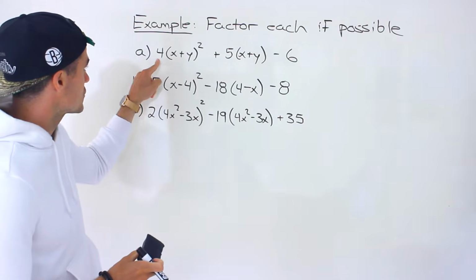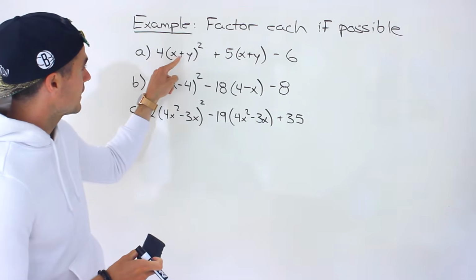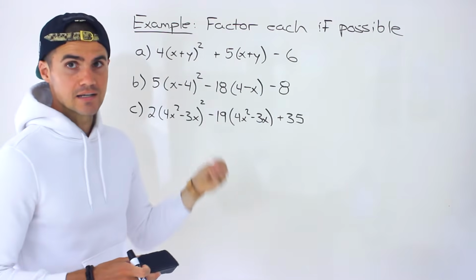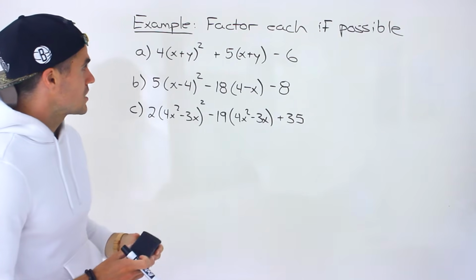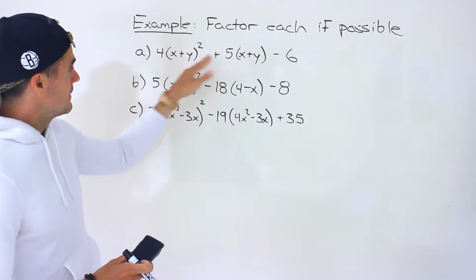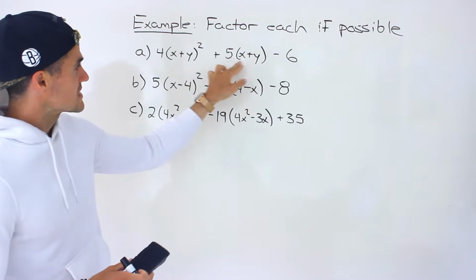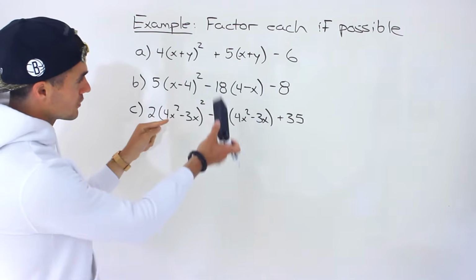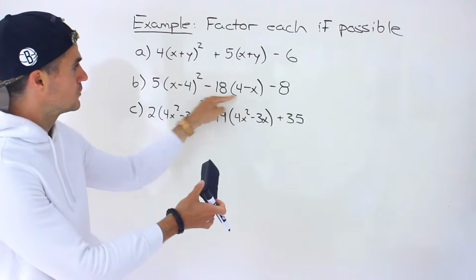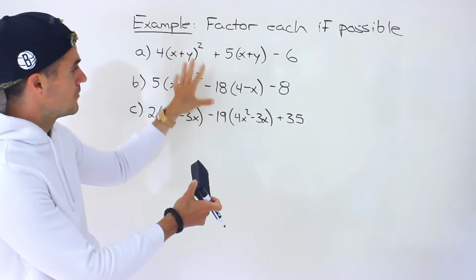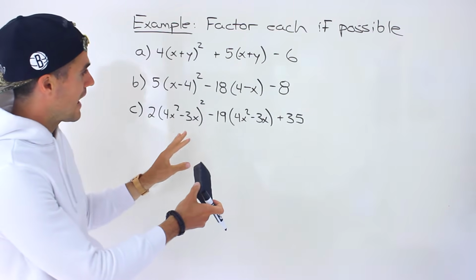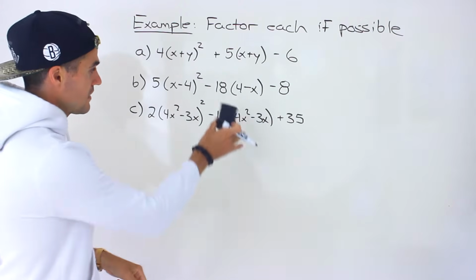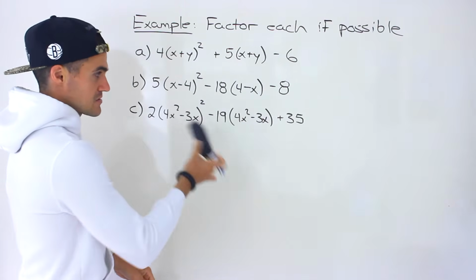Starting with this first one, we've got 4 bracket x plus y squared plus 5 bracket x plus y minus 6. First off, notice that in this expression we have the same bracket, this x plus y, and actually in the other expressions as well. Here, we're going to have to do a little bit of manipulation in B. But in all of these, we basically have full expressions within brackets, within the main expression that we're dealing with.